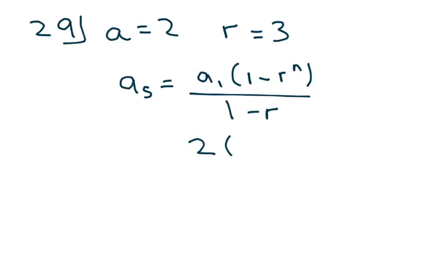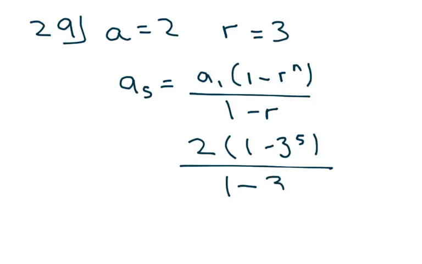Okay, so when I work this out and use the calculator, I'm going to get 2 times 1 minus 3 to the fifth power over 1 minus 3. And if you simplify all that, you're going to get 162.